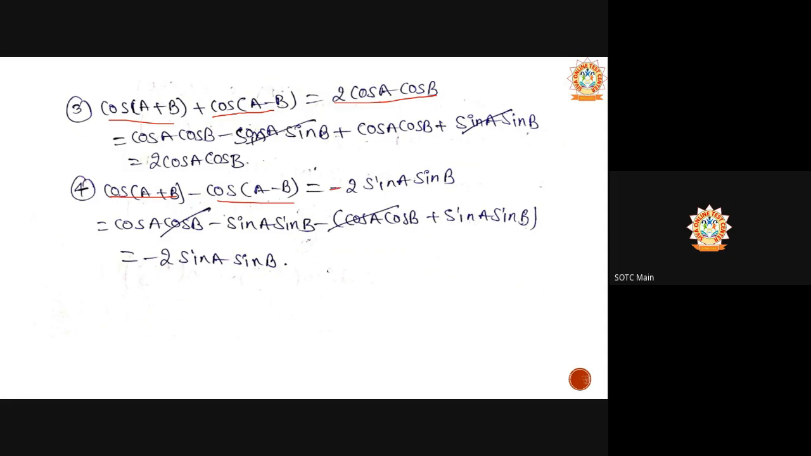Minus ostundi ikkada, right? So rendu cos lu plus ainappudu rendu cos lu vastayi, rendu cos lu minus ainappudu rendu sin lu vastayi. A plus B, A minus B anedi common nana, right? So in case of cos of A plus B minus cos of A minus B, it is minus, because cos of A plus B is cos A cos B minus sin A sin B. Then cos of A minus B is ikkada minus vastundi kaabatti plus vachina gaani cancel ayipothundi, like minus into minus plus avutundi. So ee rendu cancel ayipothundi, minus sin A sin B minus sin A sin B will come minus 2 sin A sin B, right? So these are the formulas of sum into product.